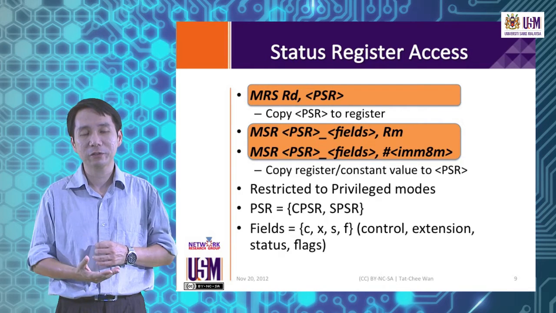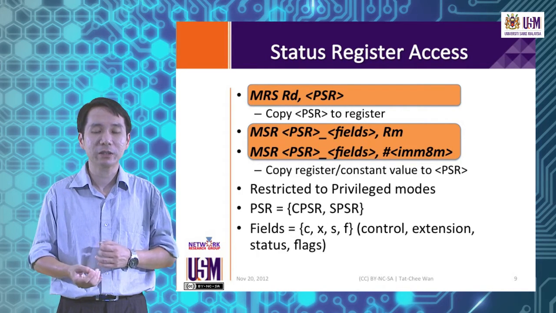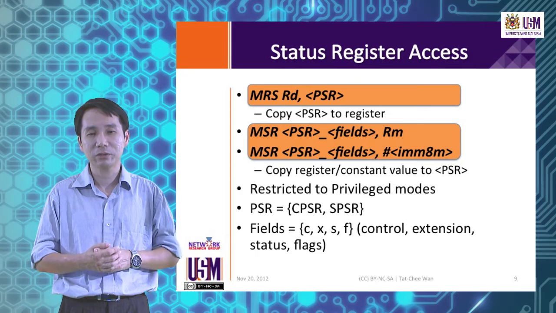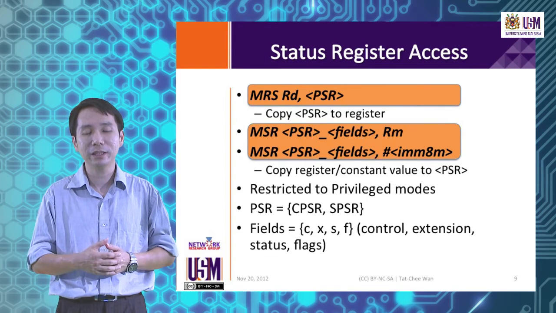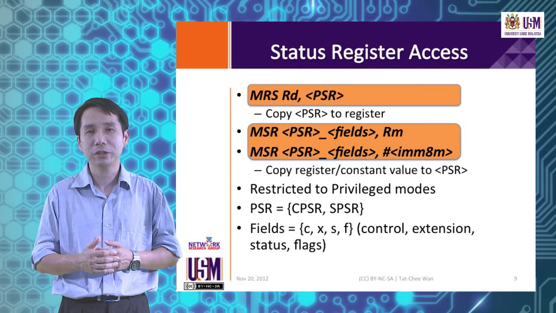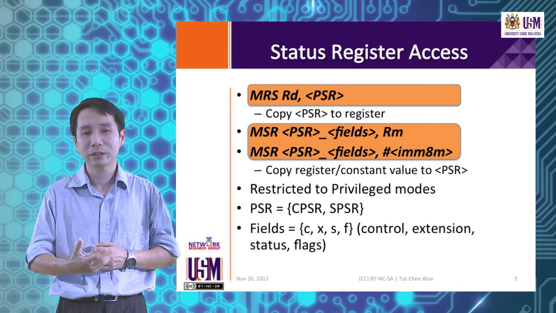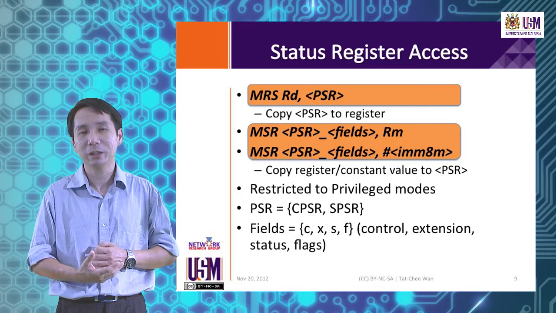So when we want to specify the status register, we can either specify the current processor status register or the saved processor status register. The fields within the status register that we can specify include C, X, S, and F, which are controlling the byte of the 32-bit value that will be updated.